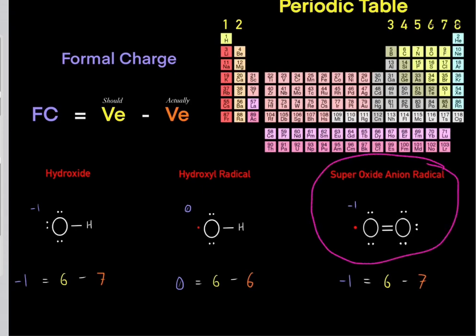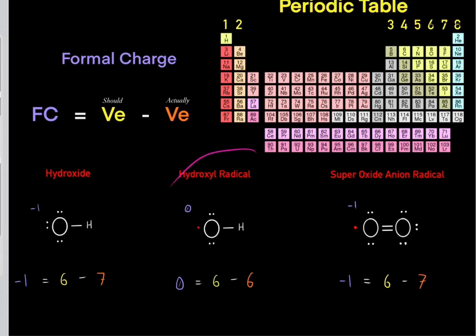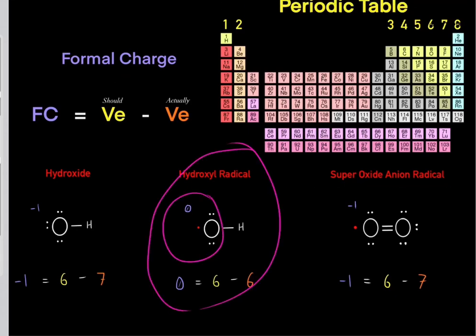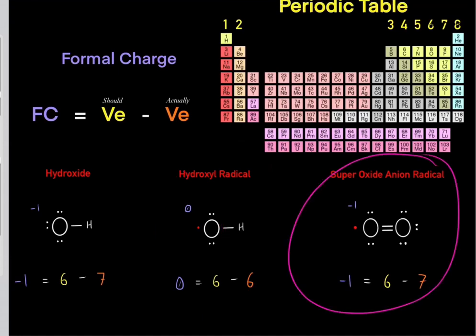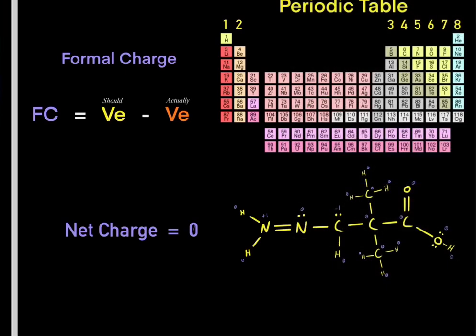In free radicals, for example, this superoxide anion radical, this oxygen is a free radical, but it has a formal charge of -1. So really, you should separate the concept of formal charges and radicals. Sometimes radicals have formal charges of 0, and sometimes radicals have formal charges of -1. So really, they're separate concepts.